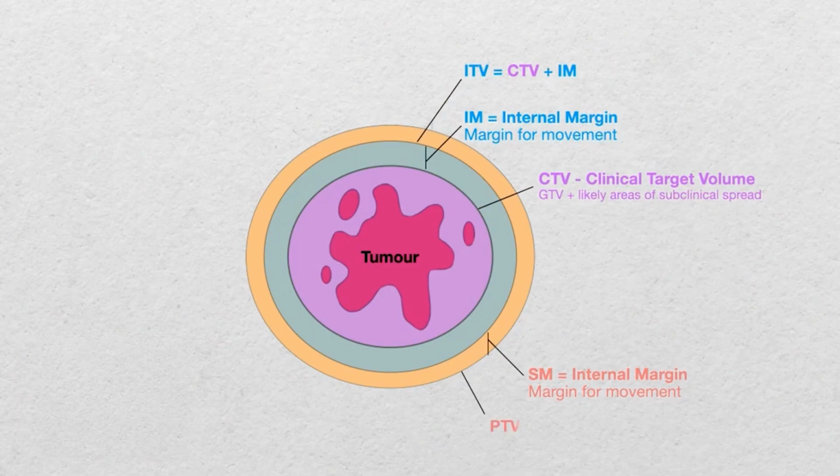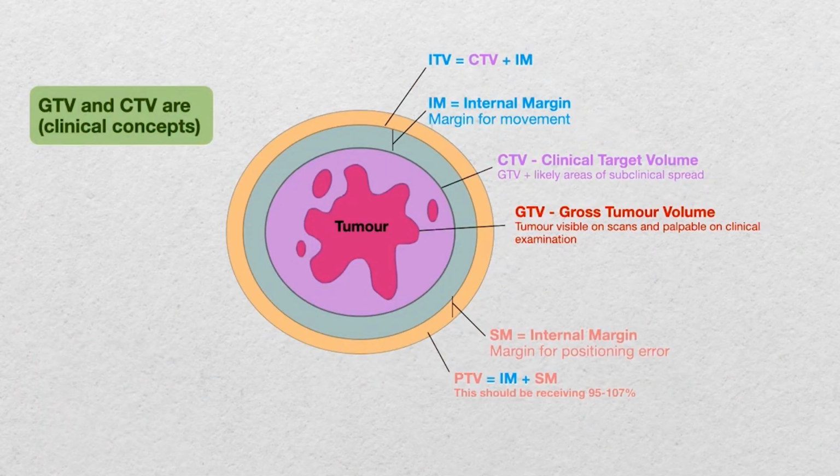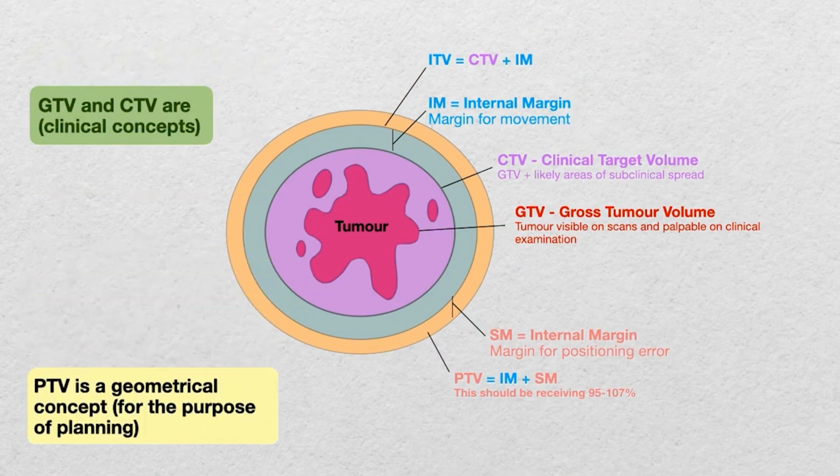The PTV is a planning target volume. This is a geometrical margin for setup error and organ motion. It's a combination of the internal margin and a setup margin. It's important to know that the GTV and CTV are clinical parameters, and the PTV is a geometrical parameter.